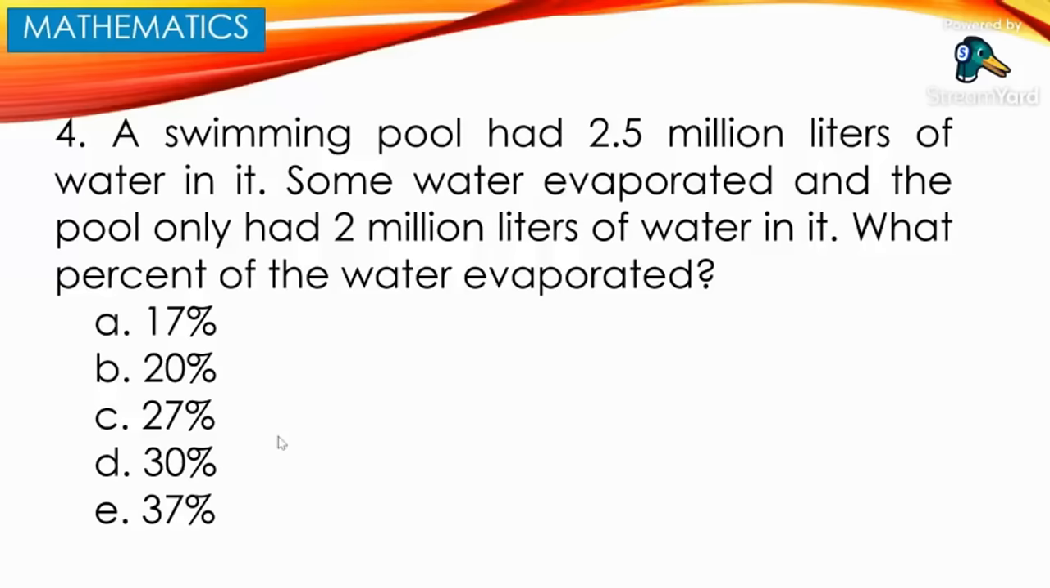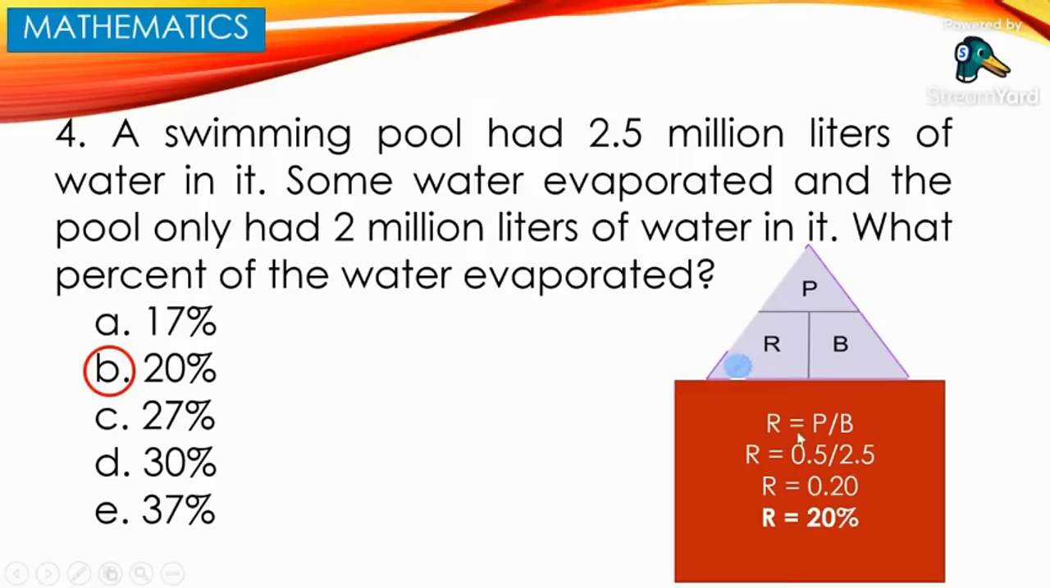If you have mastered percentage without PRB, this problem is applicable on yung common natin na percentage. The correct answer is letter B, that is 20%. So the amount of water evaporated is 0.5 million liters. We compare it to the original, whole amount, which is 2.5 million. If you divide the whole number by 5, that is 20% of the whole amount. So 0.5 million, 1 million, 1.5, 2 million, and 2.5. So that is 20%.